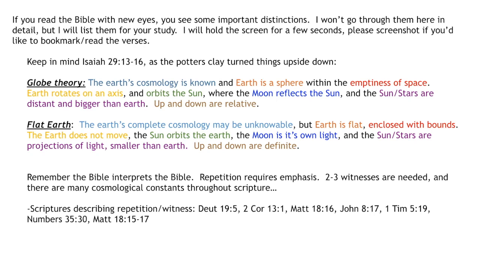Within a flat cosmology, the Earth's complete cosmology may be unknowable, but Earth is flat, enclosed with bounds. The Earth does not move. The sun orbits the Earth. The moon is its own light, and the sun and stars are projections of light, smaller than Earth, and up and down are definite. Remember, the Bible interprets the Bible.